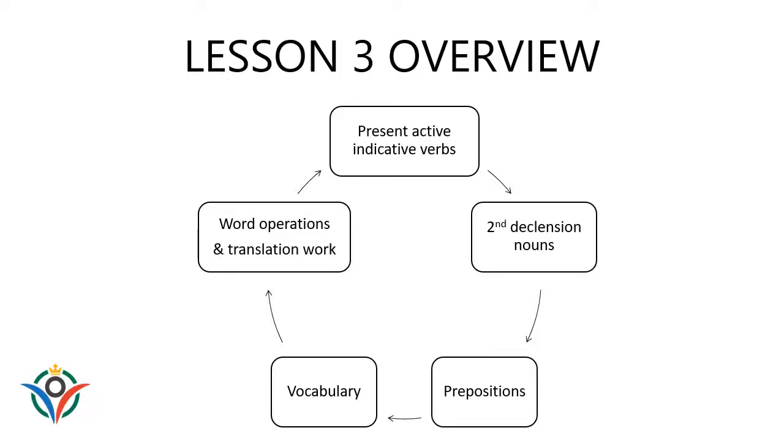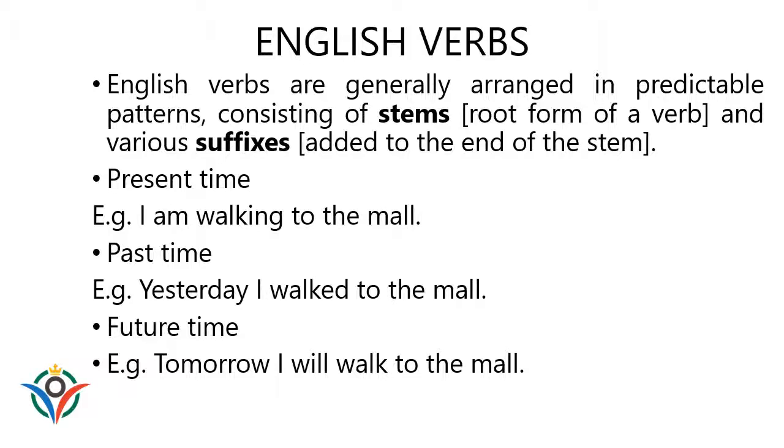Let's get going. In the previous lesson, we looked at what a verb is. A verb is an action or a doing word. And I'd like to start this lesson by building on our knowledge of English verbs. So it says there, English verbs are generally arranged in predictable patterns consisting of stems, which are the root form of a verb, and various suffixes, which are words that are added to the end of the stem. So take a look at these 3 examples, and in all of these examples we are using the stem walk.